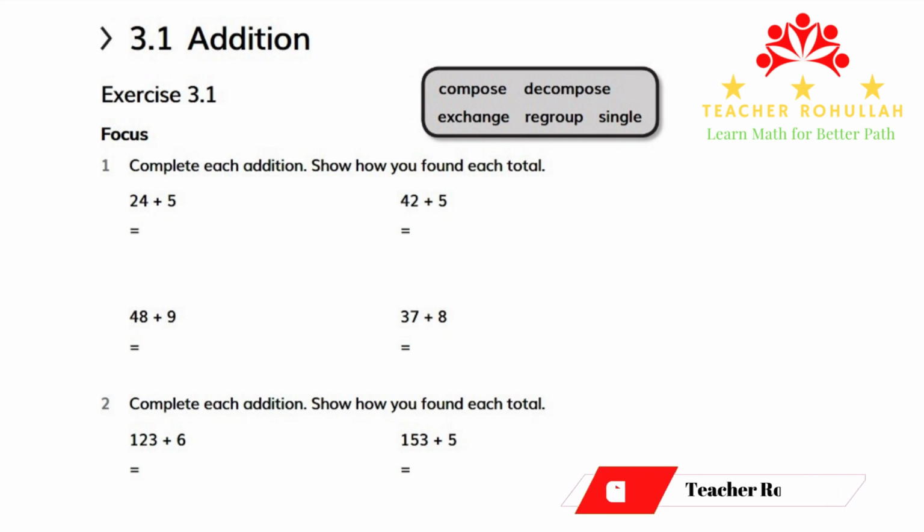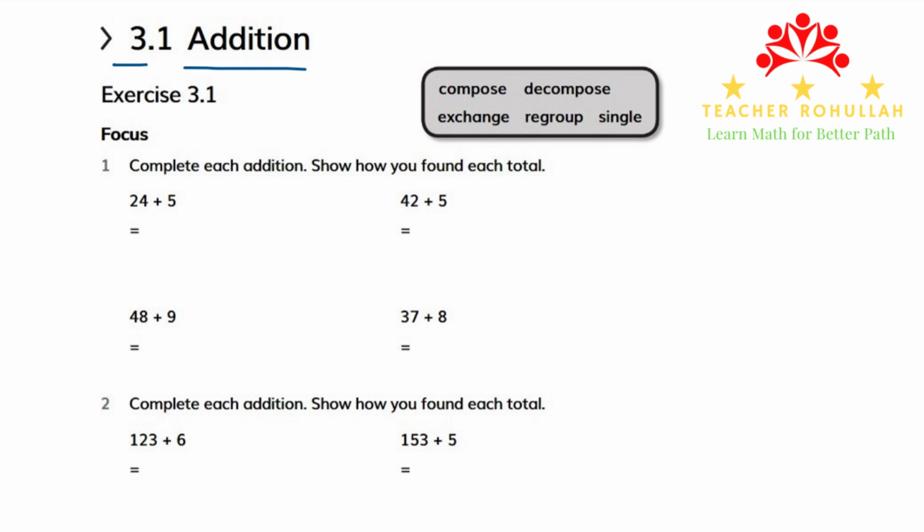In this video, I'm going to work on exercise 3.1 of Cambridge Primary Mathematics Workbook 3, which is about addition. I'm going to solve all the questions that belong to the addition part of this workbook. In question 1, it says, complete each addition. Show how you found each total.